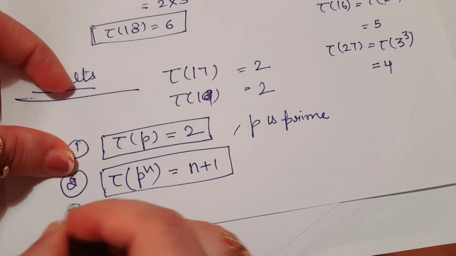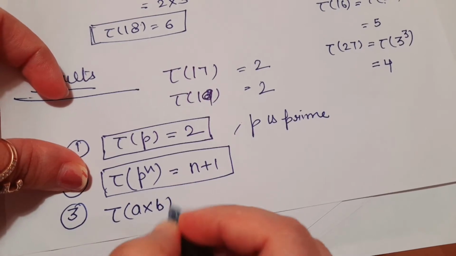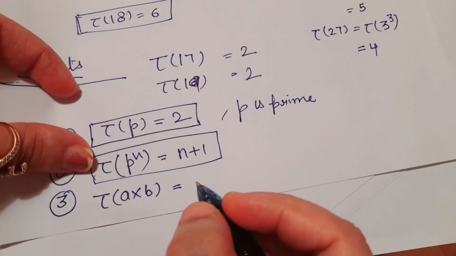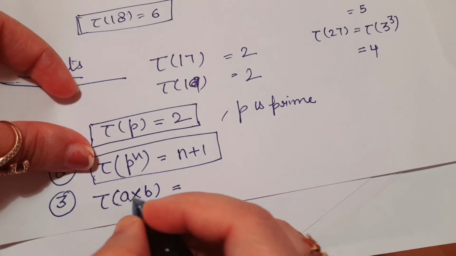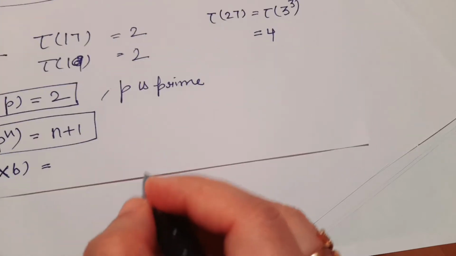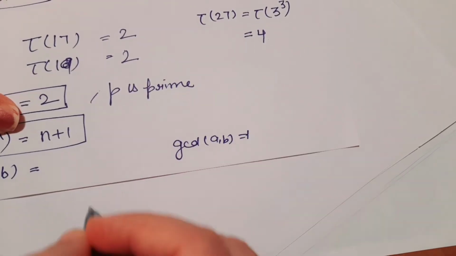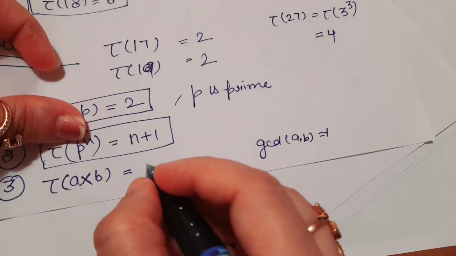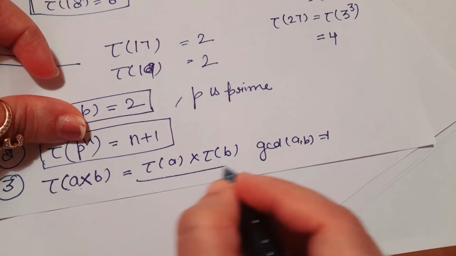And third is tau of a multiplied by b. Suppose you have a very big number and you can break it into two numbers, and those two numbers are co-prime to each other, GCD of A and B is equal to 1, then tau of A times B is equal to tau of A into tau of B.